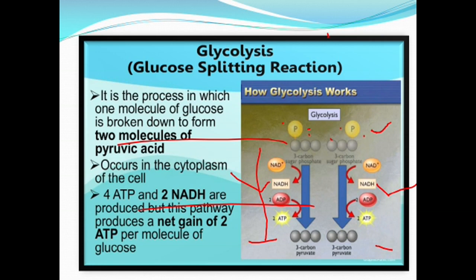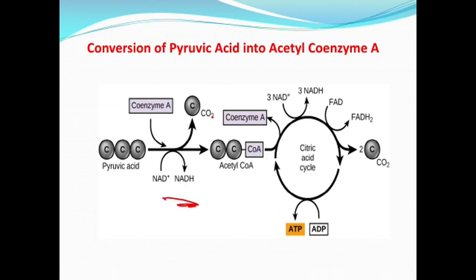Clear? Now, whatever pyruvic acid is formed, it gets converted into acetyl-CoA. Acetyl-CoA means acetyl coenzyme A. How many molecules of acetyl coenzyme A will produce? 2 molecules of acetyl coenzyme A will produce. Okay, and along with that, what will it produce? NADH and carbon dioxide. How many molecules? 2 molecules of NADH and 2 molecules of carbon dioxide. Where is this acetyl-CoA produced? In the matrix of mitochondria.